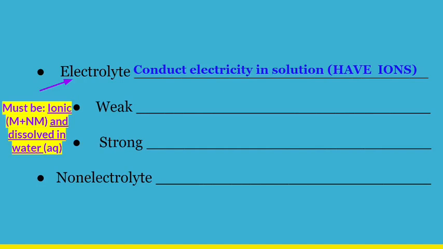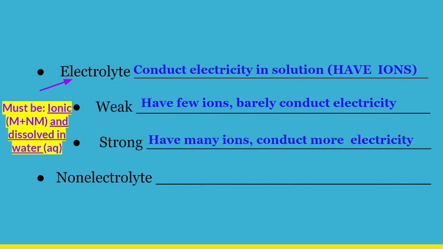Now, not all electrolytes are the same. Some can carry electrons better than others. So weak electrolytes have few ions and barely conduct electricity, whereas strong electrolytes have many ions and conduct more electricity. Whereas a non-electrolyte does not conduct electricity. It might dissolve, it might not dissolve, but if it's not ionic and it is not dissolved in water, then it is not an electrolyte.